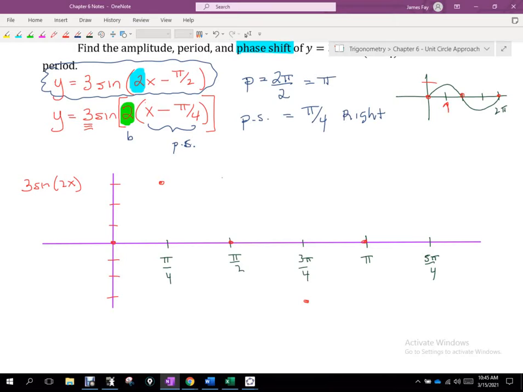Pi over 4 to the right. And now, because of the way we set up our x-axis, it's just one interval, right? It's one tick mark moved to the right. And that's something to pay attention to. I didn't mention it when we were graphing this, or setting up the x-axis.